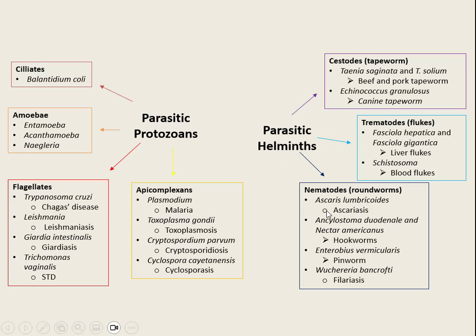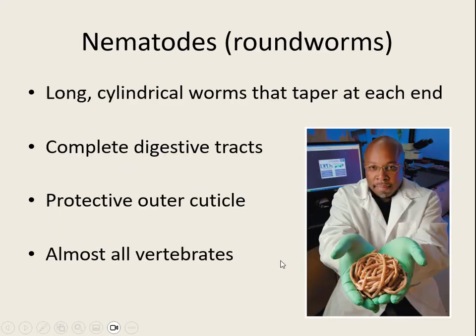And then our last group of helminths are the nematodes, or roundworms. They are called roundworms because truly they are cylindrical, though they do taper at each end. They have a complete digestive tract, so they've got 2 openings, both a mouth and an anus. They have a protective outer cuticle to protect them from our immune system, and they are found in almost all vertebrates in the world.